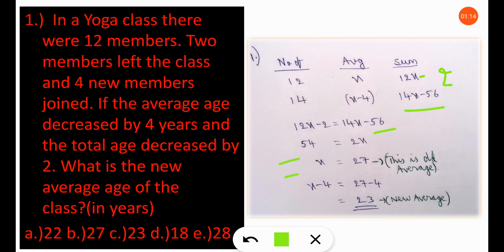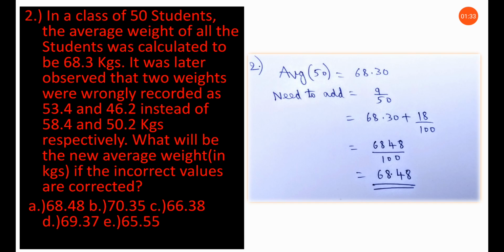After all the simplification we get x equal to 27. Here x equal to 27 is the old average, but they have asked to identify the new average. So 27 minus 4 equal to 23 years. Option C is the right answer. I hope you understood the first question. Let's move on to the second one.